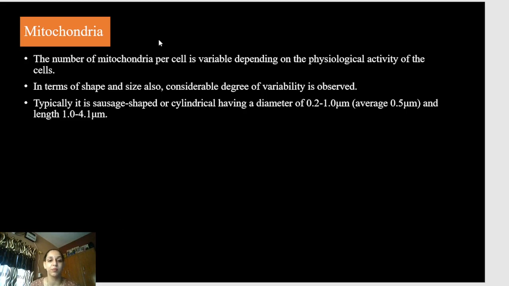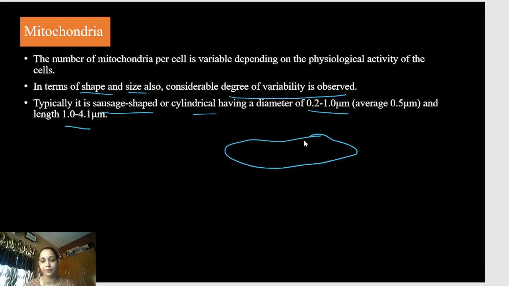The number of mitochondria per cell is variable depending on the physiological activity of the cell. In terms of shape and size, considerable variability is observed. Typically, it is sausage-shaped and cylindrical, having a diameter of 0.2 to 1.0 micrometer and length of 1 to 4.1 micrometer. Sausage-shaped is like this.